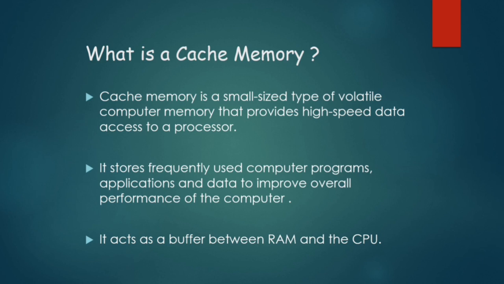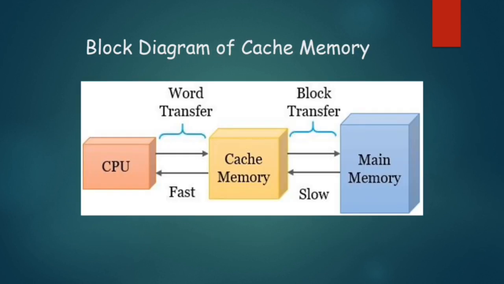The next is block diagram of cache memory. As we can see, cache memory lies on the path between the CPU and the main memory. It also facilitates the transfer of data between the processor and the main memory at the speed of the processor. Data is transferred in the form of words between the cache memory and the CPU, and from cache memory to the main memory, the data is transferred in the form of blocks. Thank you. The next part, which is the importance of cache memory, will be explained by Deepak.